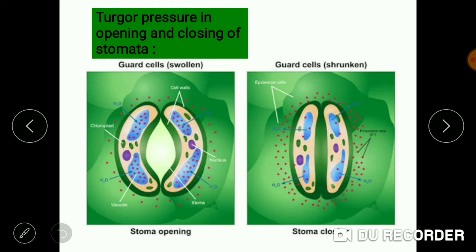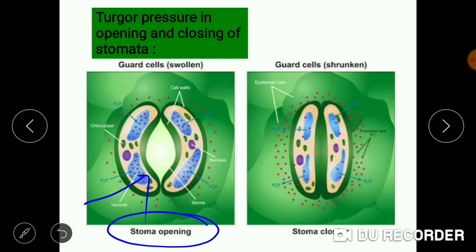During the daytime, when photosynthesis takes place, the food is prepared in the plant and the solute concentration, the mineral concentration, is very high in the guard cells, which leads to the movement of water molecules within it. The movement of water molecules takes place from low solute concentration to high solute concentration, and hence it leads to swelling up of guard cells and opening of the stomata, and the stoma region is also easily visible.